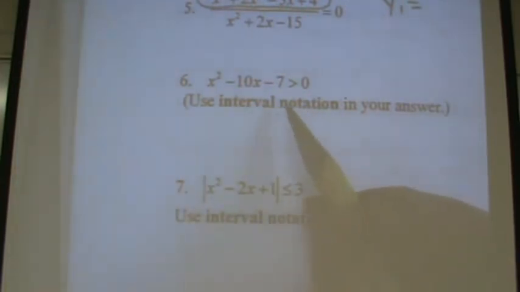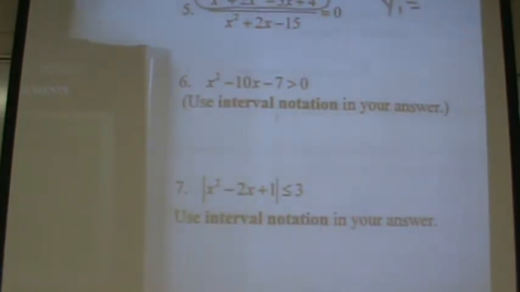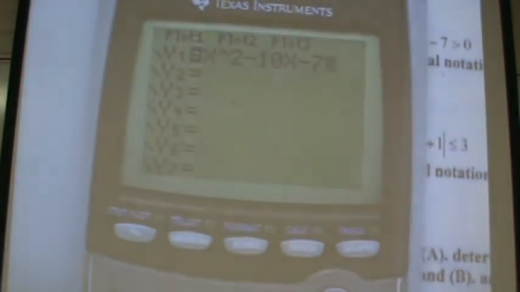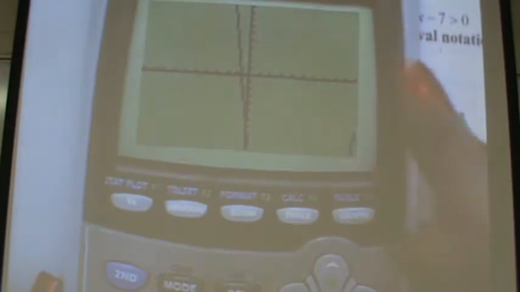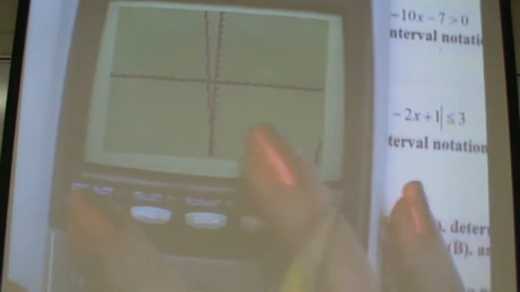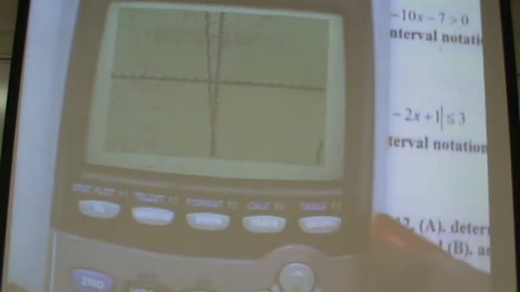Okay, let's do this one. You're gonna type in your calculator x squared minus 10x, and then minus 7. Well, you should have cleared my calculator. Okay, so you type that in, and then you hit graph. What you're gonna see is a parabola. The other part is, did I type it in right? 10x minus 7, yes. Okay, so you're gonna find your 2 solutions.